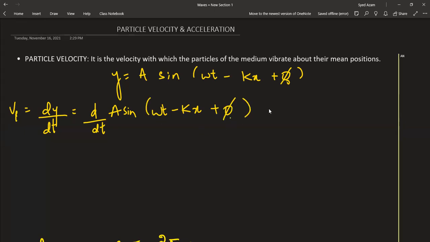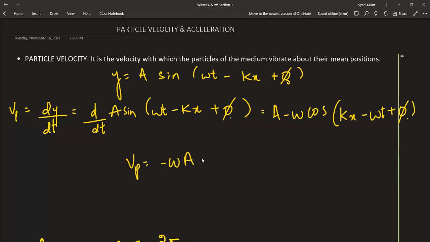Okay, so this will be equal to a minus omega cos. What all will be left? Kx minus omega t plus phi naught. This term and rest of the things will be multiplied. So what can we say? We can say the particle's velocity is minus omega a cos kx minus omega t plus phi naught. Now see, if there is no phase difference, that is the maximum value which is possible. Okay, if I say velocity, maximum velocity.